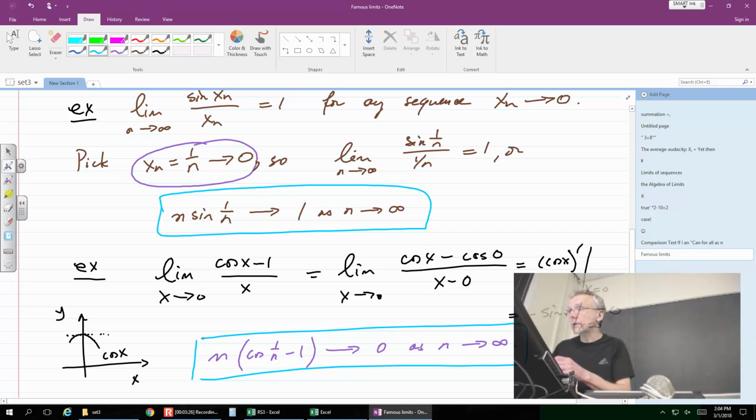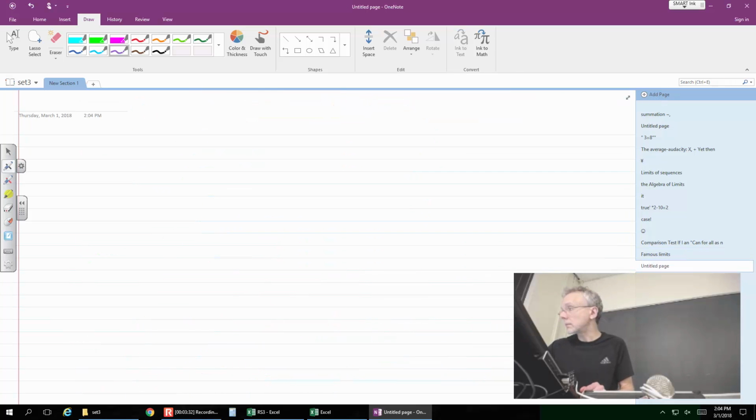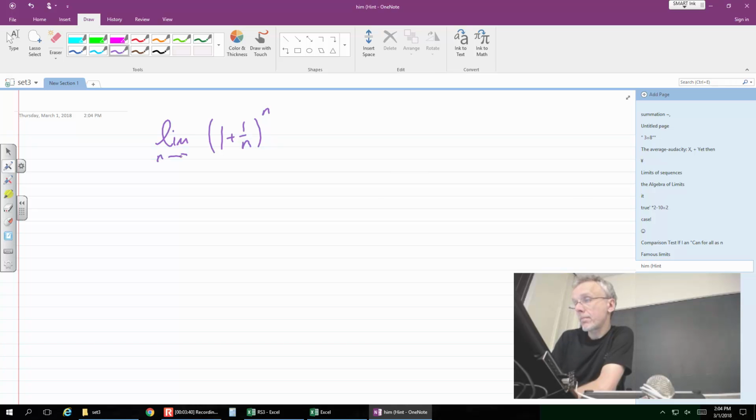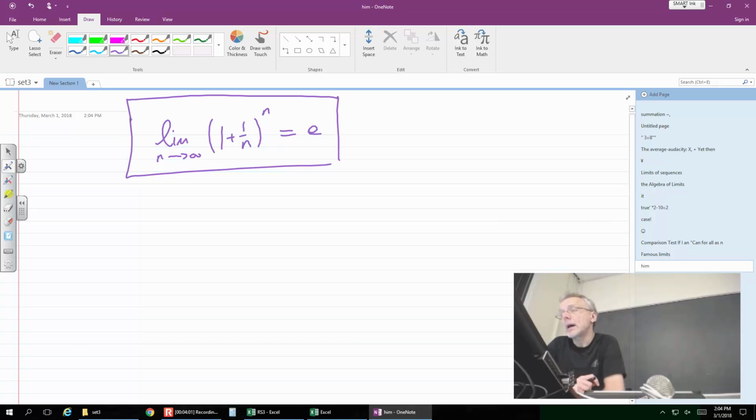The next one might be even more famous, and that is the limit of 1 plus 1 over n to the n. Have you seen this limit before? Do you remember what it's equal to? It's actually the number e. It is produced by this limit, and that makes up a theorem, as a matter of fact. You can actually remember where this comes from.